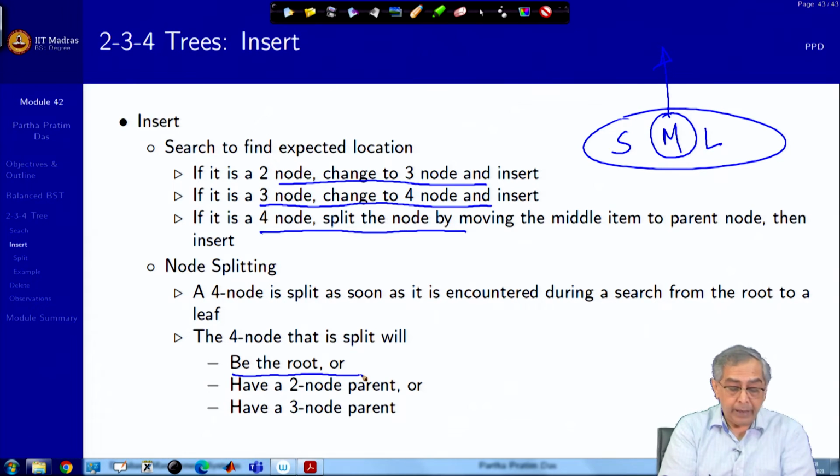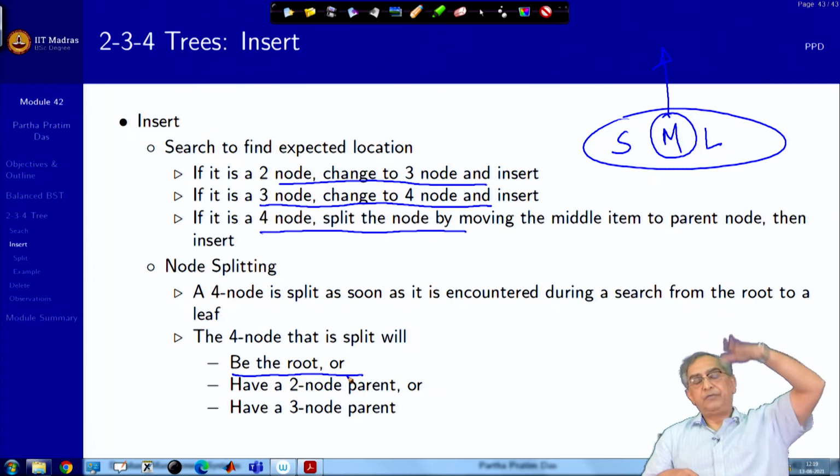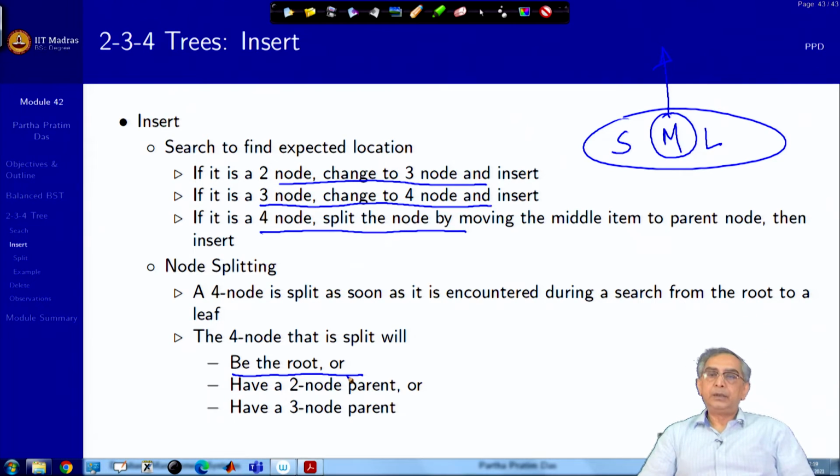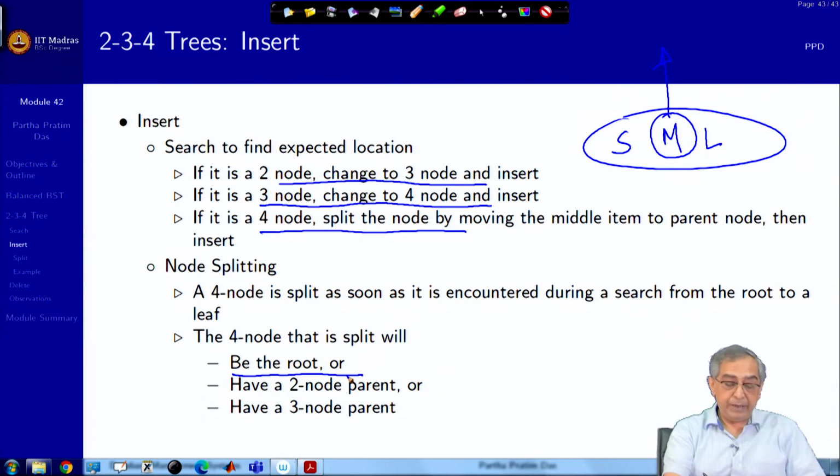Now, if there is no parent, you are doing it at the root, then you make M the new root. Otherwise you may have a 2 parent, or you may have a 3 parent, right? Because let us assume that we are not letting a 4 node stay by itself when we encounter it. So, up onwards there is no 4 node. If there was a 4 node, we have already taken care of it, taken its middle value, put it to the parent and recursively up to the root. So, it can either be the root itself, a 2 parent node or a 3 parent node.